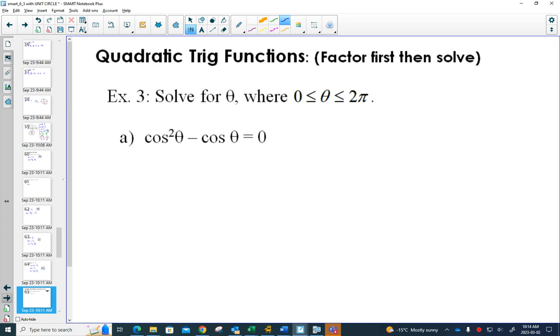We also combine all of your skills from factoring from grade 11 and solving quadratic equations from grade 11 with our trig functions. So a little review of grade 11. In grade 11, you would have a question that looked like this. X squared minus x equals 0, and you had to factor to solve.